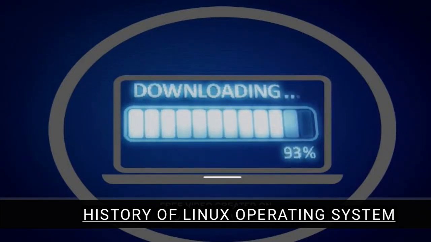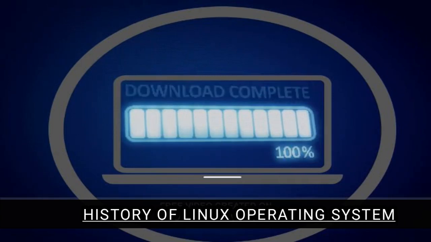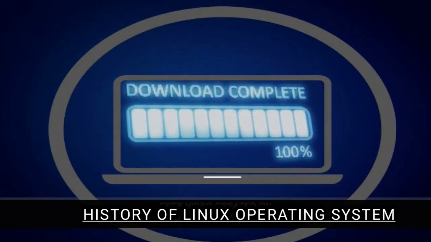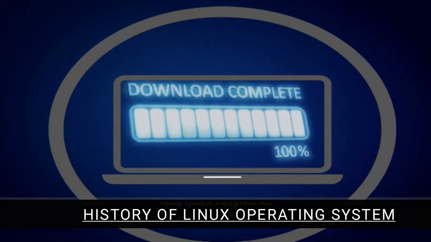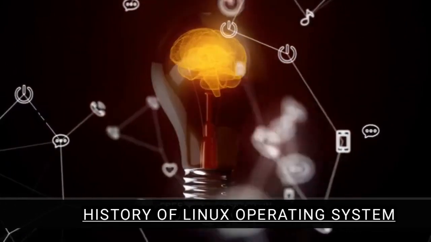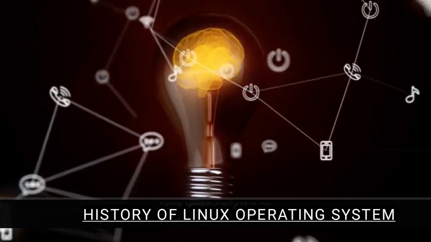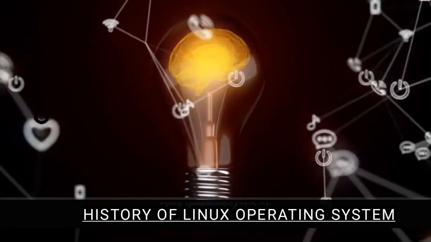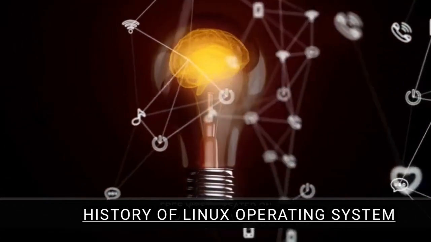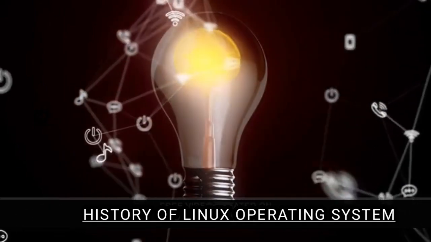Arch Linux. Arch Linux is a lightweight and flexible Linux distribution that is designed for advanced users. It is known for its simplicity and minimalism, and allows users to build their own customized Linux system. Mint. Mint is a user-friendly Linux distribution that is based on Ubuntu. It is known for its easy-to-use interface and is popular among home users and small businesses.